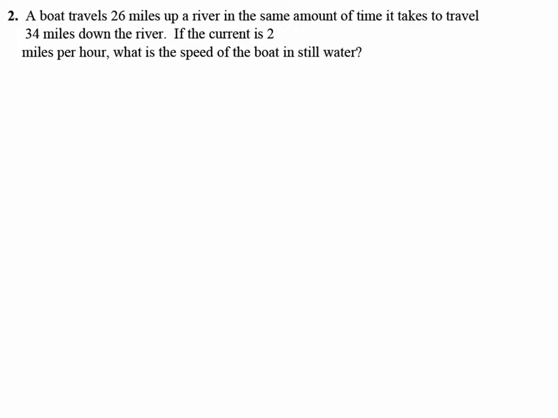So a boat travels 26 miles up a river in the same amount of time it takes to travel 34 miles down the river. If the current is 2 miles an hour, what's the speed of the boat in still water? So we're trying to figure out how fast this boat is really going. We throttled it at full speed all the way up the river. We throttled it at full speed down the river. And let's see, how fast is this thing going?